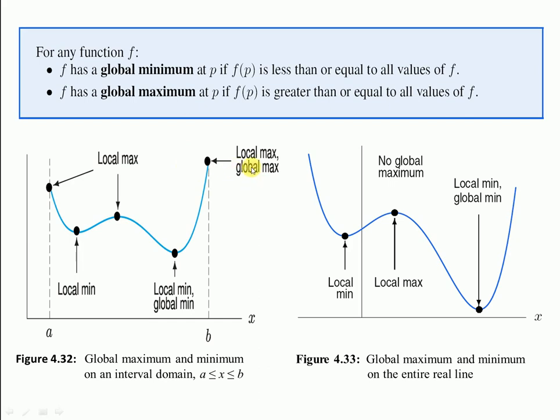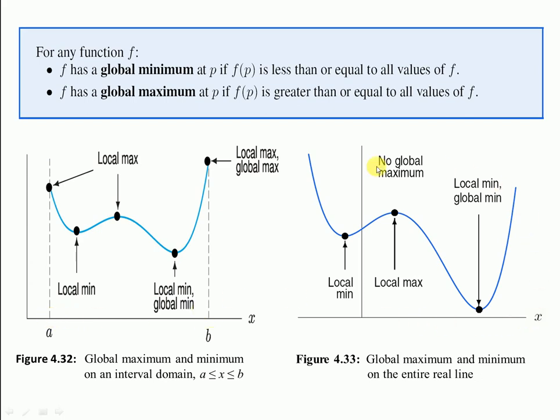However, the global max is also a local max around this area. If we only consider around this area, then this point is also the maximum value, so we do have the local max. The same thing here. The local min is also the global min, because if we only consider around this area, then we do have the local min. Now, for this graph on the left here, we do have the endpoints A and B.